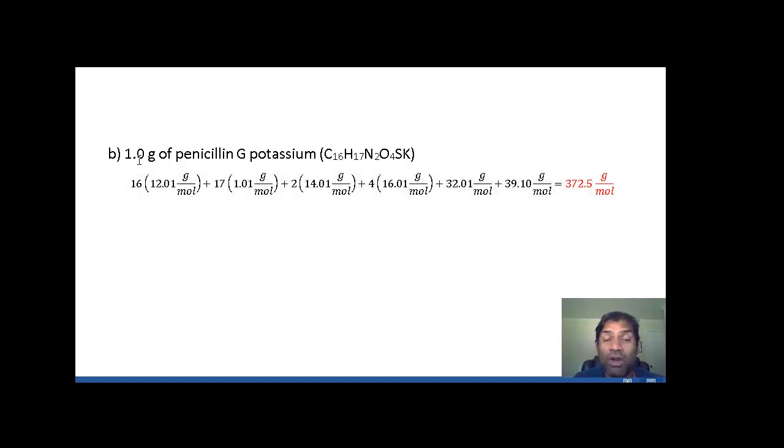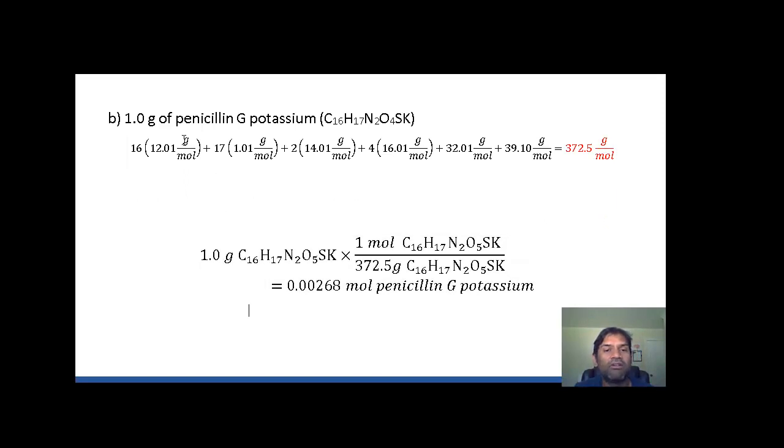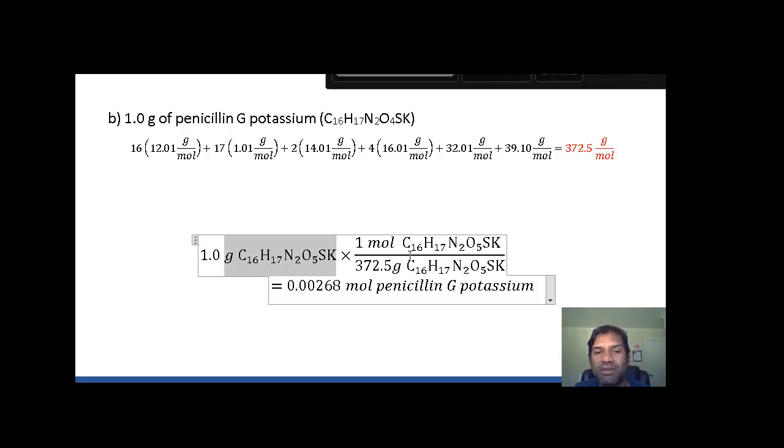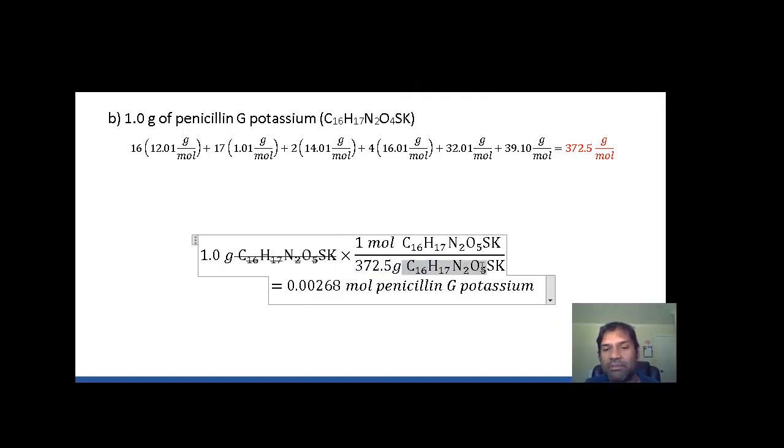Let's go ahead and convert the 1 gram that you have into moles of penicillin. On my calculator, 1 gram of penicillin G is our starting material, and 1 mole of penicillin G has this many grams, the molecular weight, summing all of them up. To 3 sig figs, I'm getting about 0.00268 moles of penicillin G potassium. I always want to emphasize when you do these problems, please make sure the units cancel out. The grams of this penicillin are going to cancel out with the grams of the penicillin here, and we're left with moles.